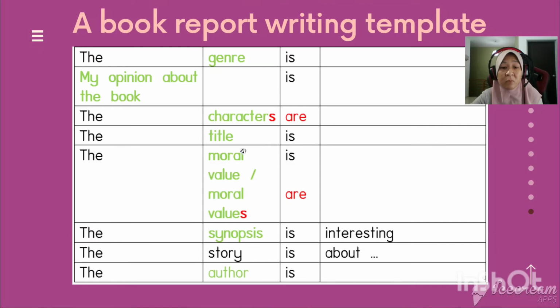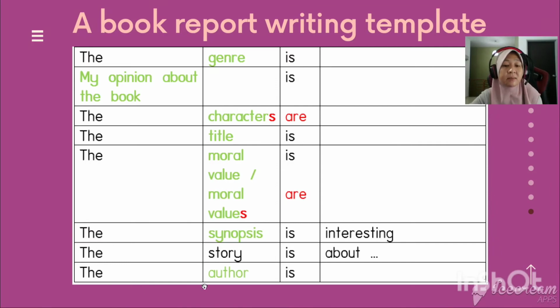Okay, the moral value or the moral values. If there is only one moral value that you want to put here, so you will write like this, the moral value is. If there are more than one moral value that you want to include here, the moral values are. Okay, what about the synopsis? Before you start writing about the synopsis, you can tell the reader that the synopsis is interesting, the synopsis is exciting, whereby the story is about, then you elaborate. What is it about? Okay, make it short but interesting.